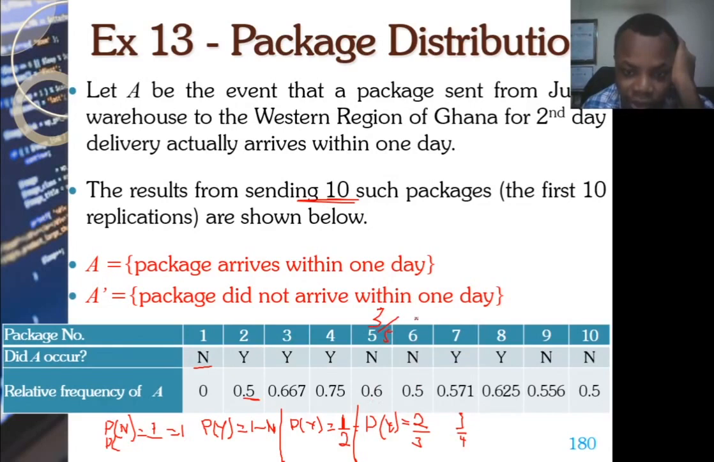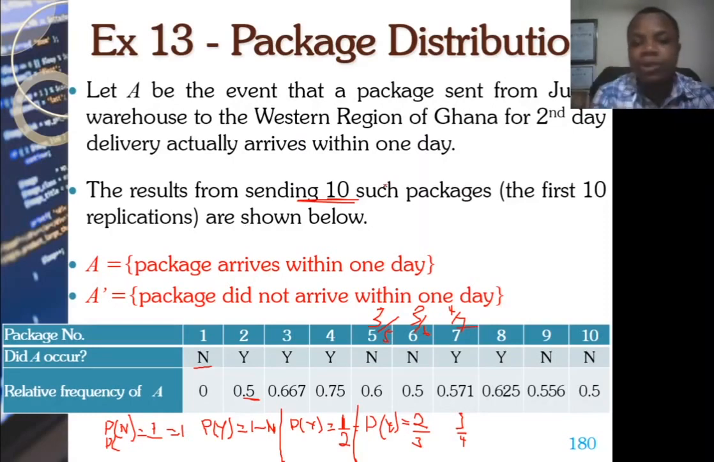Now in this same case too, we still have 3 packages arriving in 1 day, so this will still be 3 on 6, and that is giving us 0.5. Now for the seventh package, we have 4 packages this time, because we have 1, 1, 1, 1. 4 packages arriving within 1 day, so this will be equal to 4 divided by 7, and that gives us this amount. So the same can be done for the subsequent events that we have here. So that is how the relative frequency interpretation is done.